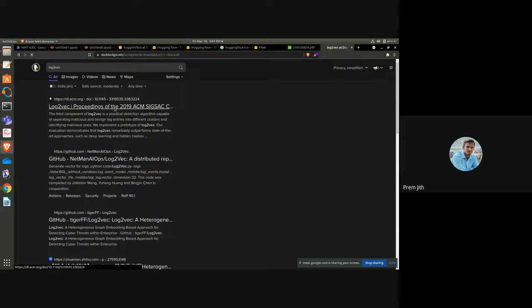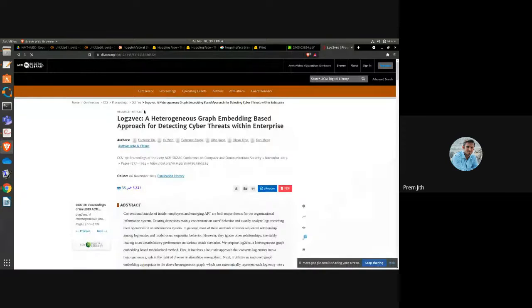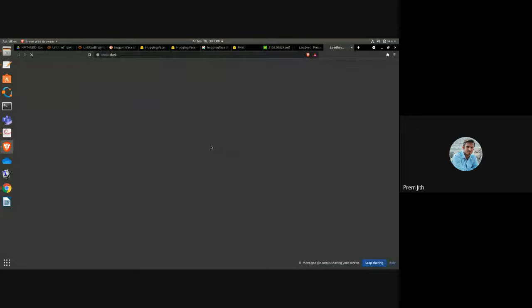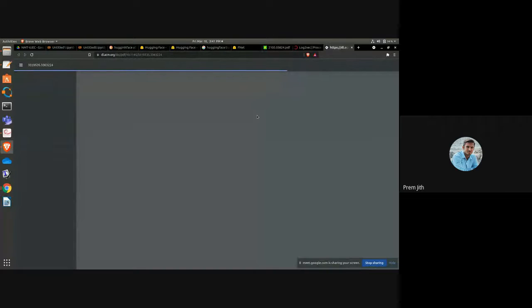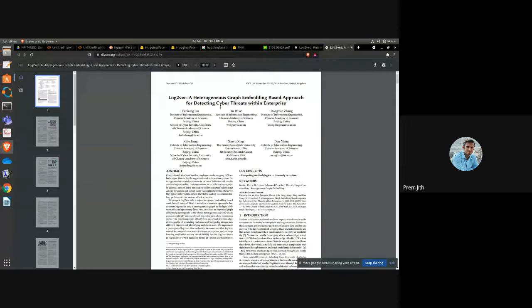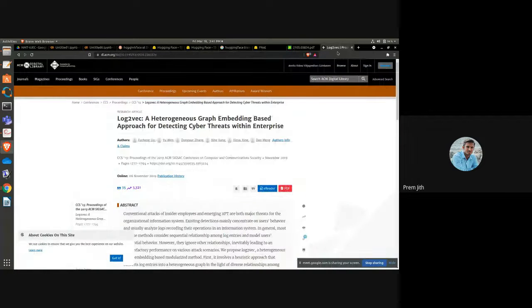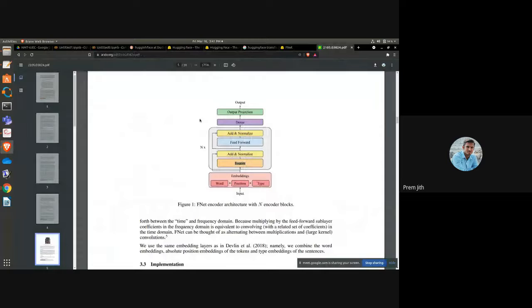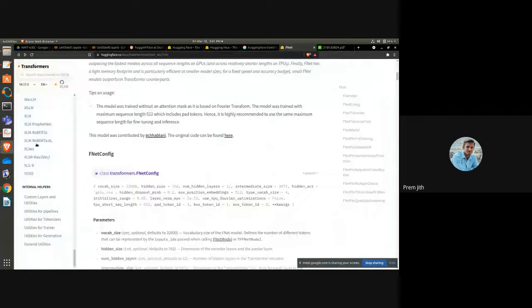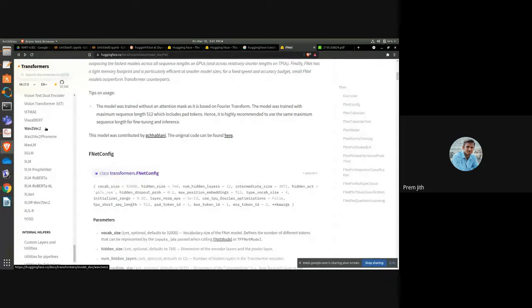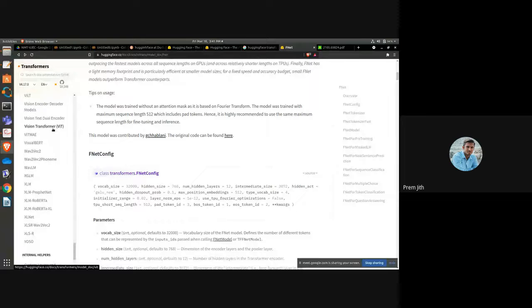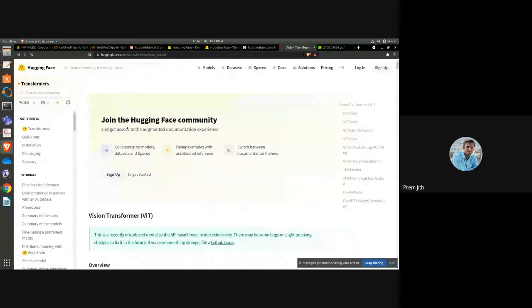Nowadays people are trying a recent paper called Log2Vec. It's not recent, it's a 2019 paper. I read this paper a few days ago, which is the reason I'm telling this. Log2Vec combines graph neural networks with word embedding concepts for detecting cyber threats. So many implementations are coming.